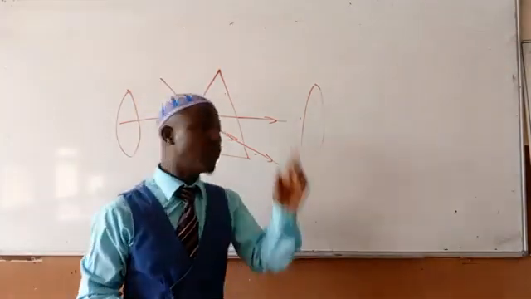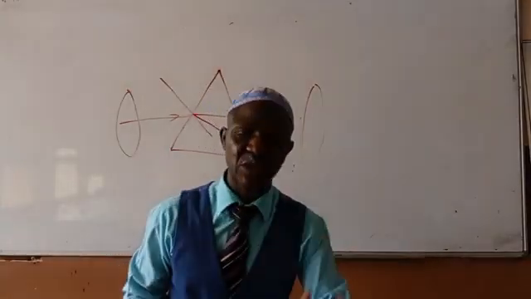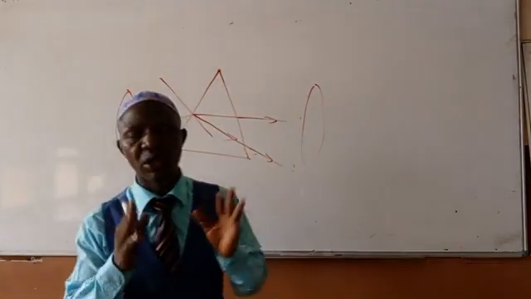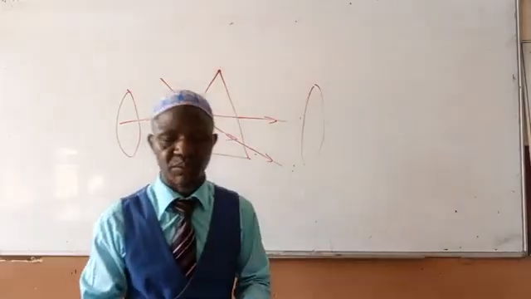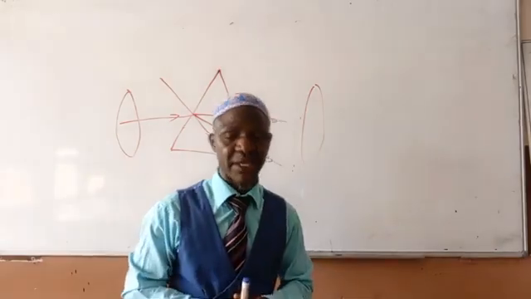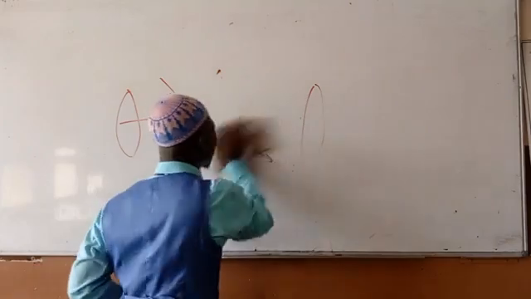So when you use only one triangular prism, what you are going to get is an impure spectrum. So that is the difference between impure spectrum and pure spectrum. Though they are going to separate it, in the case of impure, the colors will overlap.